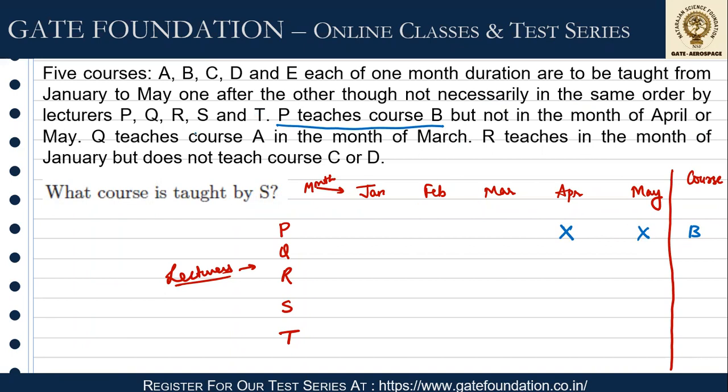So it is crossed. Q teaches course A, and it has been given that this is in the month of March. Each course is of one month duration, so it won't go in April and May, and it won't go in Feb and Jan as well. Now, if Q is teaching in March, there won't be any other course. So the rest all will also become crossed. No other course can go simultaneously.